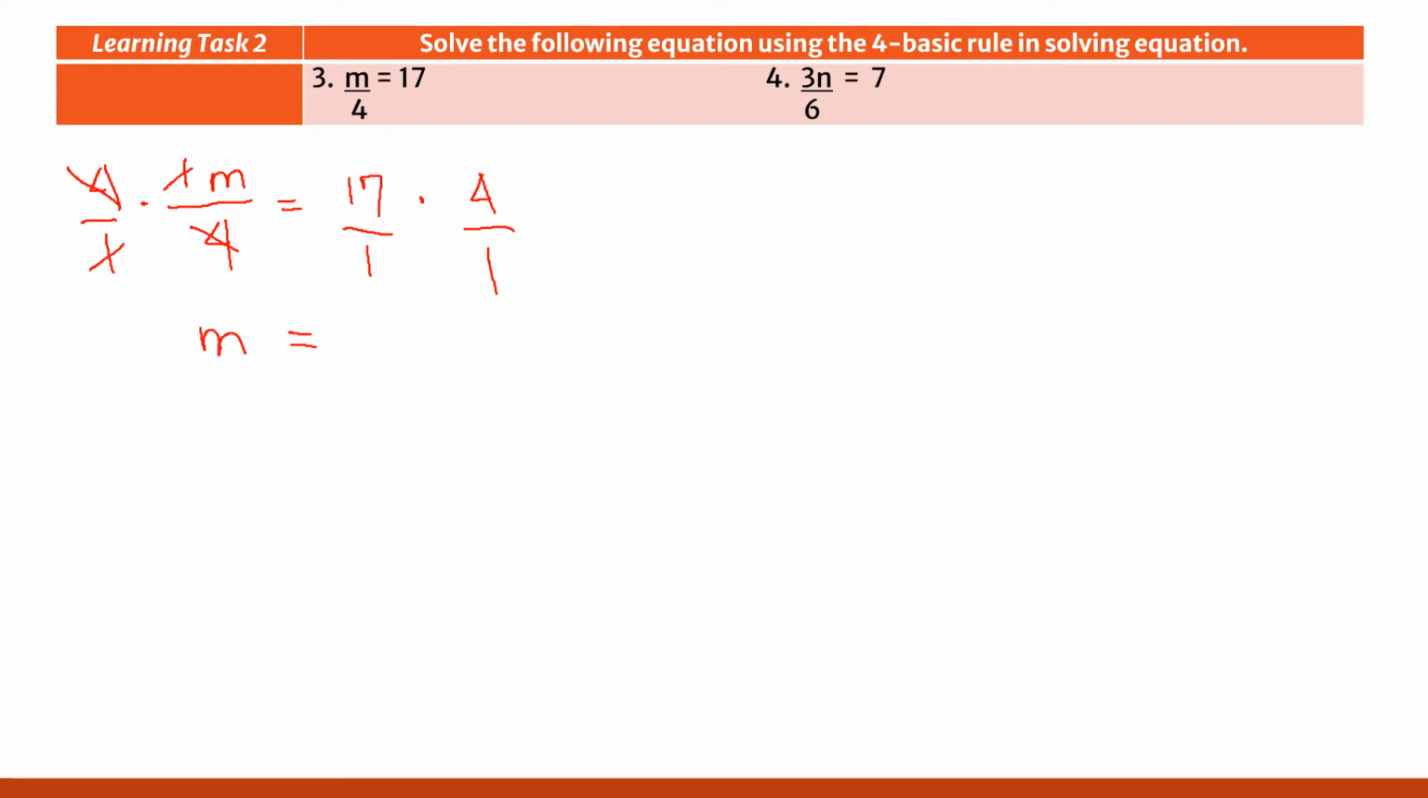So, time to multiply, what is 17 times 4? The answer is 68. Okay? And what is 1 times 1? The answer is 1. So what is 68 over 1? Well, it is simply 68. Dahil sabi natin, any number divided by 1 is the number itself. Now, time to check. Kung ang m ay 68, balik ka doon sa given equation, m over 4, that is 68 over 4. Kapag i-divide natin yung 68 by 4, the answer is 17.